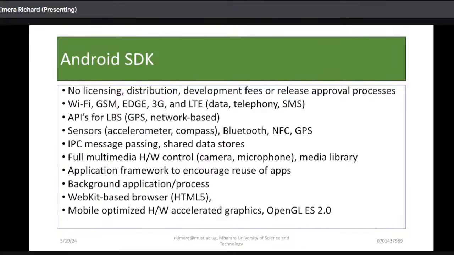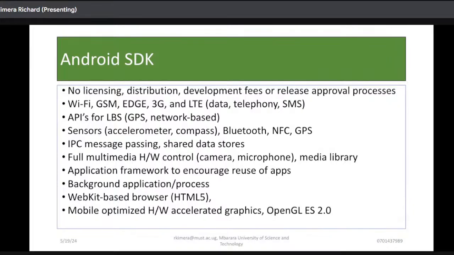Then there are a lot of APIs you can use for GPS, network-based location, and there are a lot of sensors. Like I said, your phone has all these sensors available for you to use, basically in medical health. You can still use them to provide you with information, and then you're able to use the information to guide the healthcare sector. Message passing, interprocess communication, definitely.